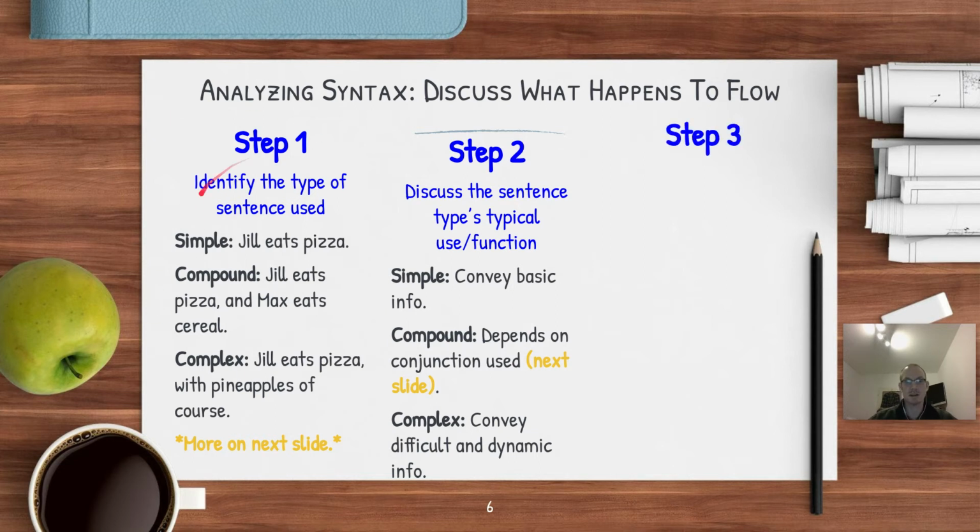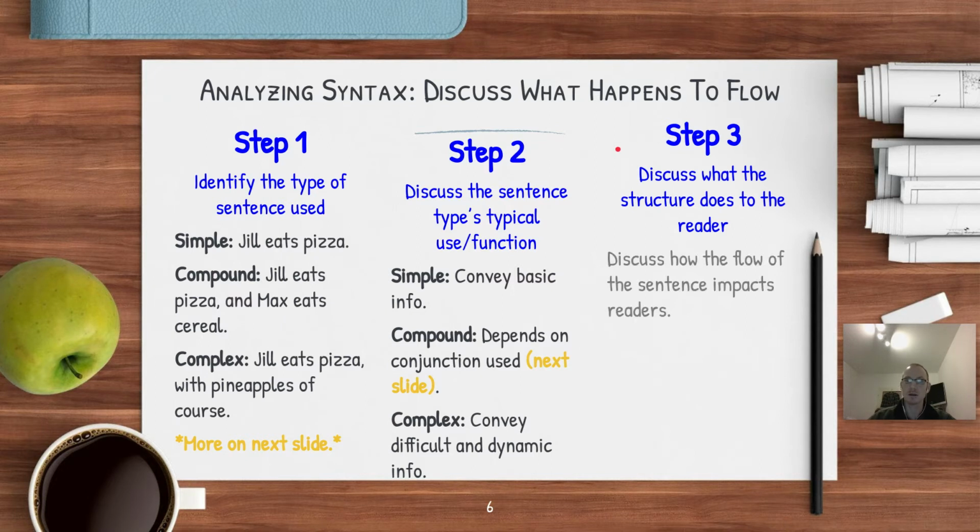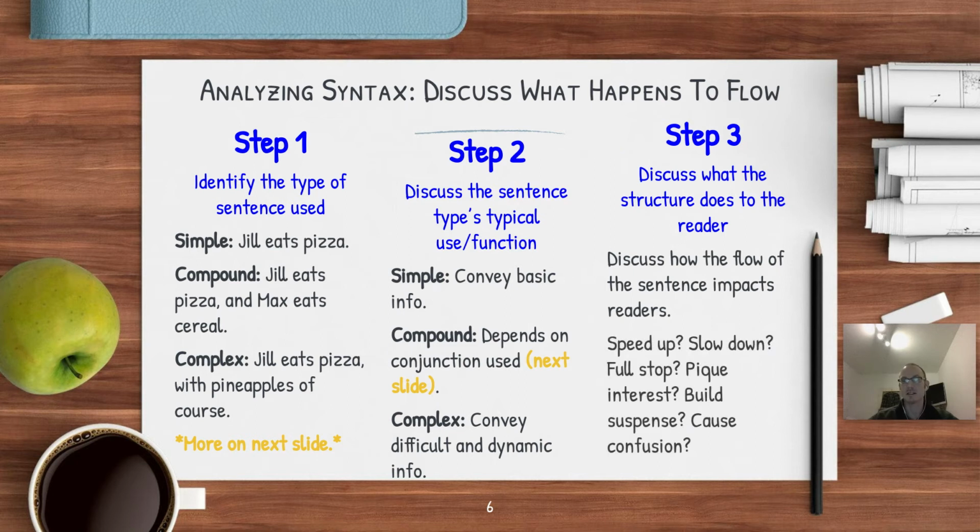So once you've identified the type of sentence and how that type of sentence typically functions, you want to discuss what the structure does to the reader, right? Discuss how the flow of the sentence impacts the reader. Does it force them to speed up or slow down? Does it force them to come to a full stop? Does it pique their interest or build suspense? Does it cause confusion, or maybe even the opposite, right? To actually answer a question and reduce confusion.